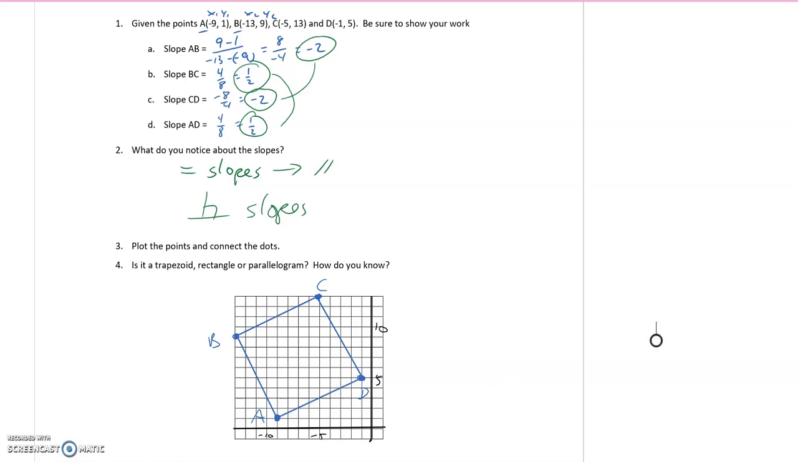And then it asks if it's a trapezoid, a rectangle, or a parallelogram. Well, first of all, I know it's a trapezoid because trapezoids are shapes with 4 straight sides, and this has 4 straight sides. So, is it a rectangle or a parallelogram? Well, if this was going to be a parallelogram, it would have to have opposite sides that are parallel to each other. So line AB would have to be parallel to CD. If I check my slope of AB, the slope was negative 2. If I check the slope of CD, that was also negative 2. Okay, so I know those are parallel to each other.